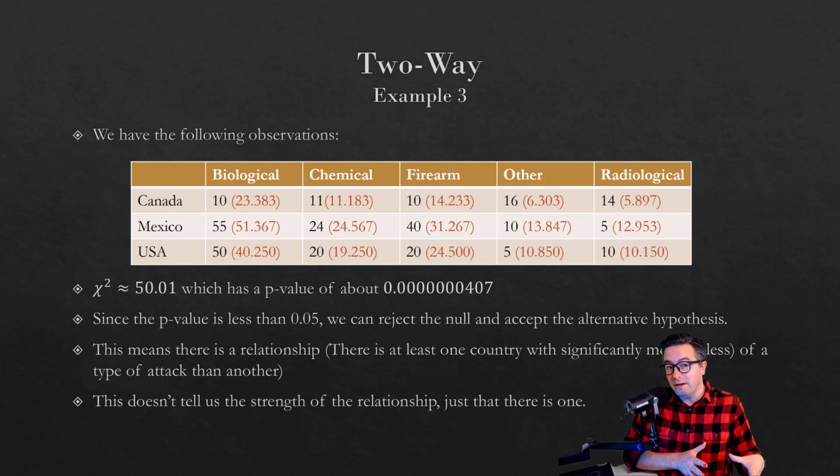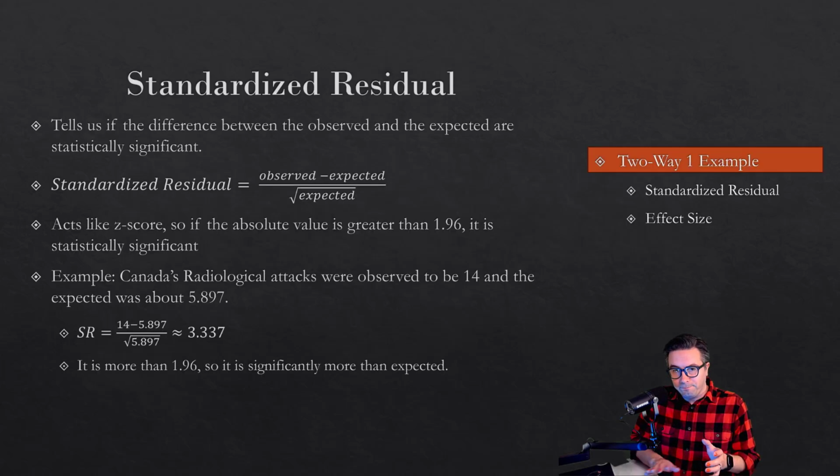So it doesn't tell us the strength of those relationships, or which ones are significant or anything like that. No, this just tells us if there's a relationship or not. The one other thing before I talk about how we find it in RStudio is the standardized residual.